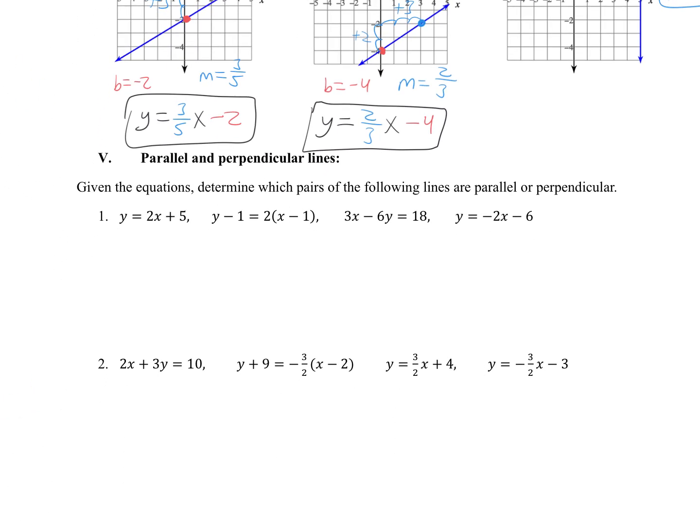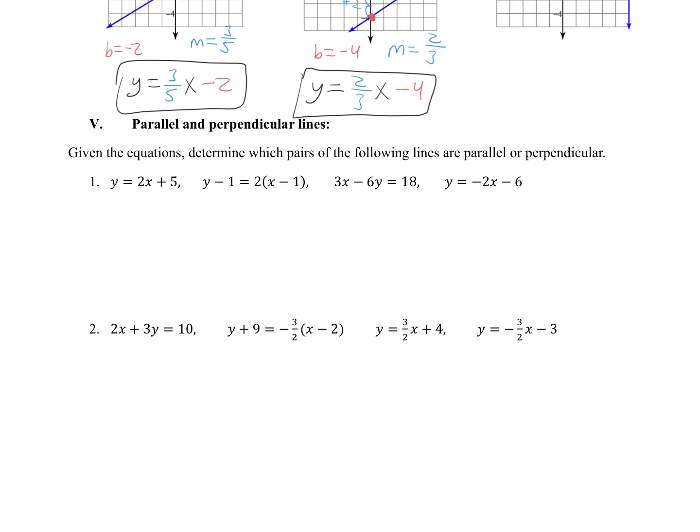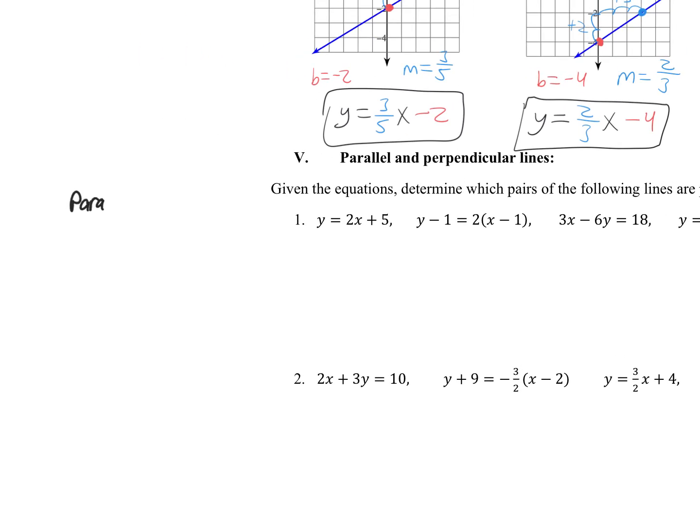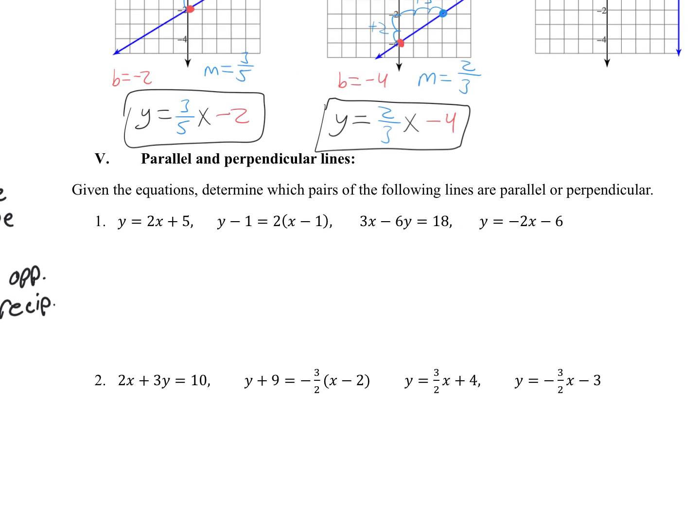Okay. And then the last section is going to be with parallel and perpendicular lines. If we remember parallel, I'll write it on the side. Parallel, right? Same slope. All right, perpendicular lines is going to be the opposite reciprocal. All right, so what I would do in a question like this is just identify what the slope is. All right, that's going to get you pretty far in a question like this.